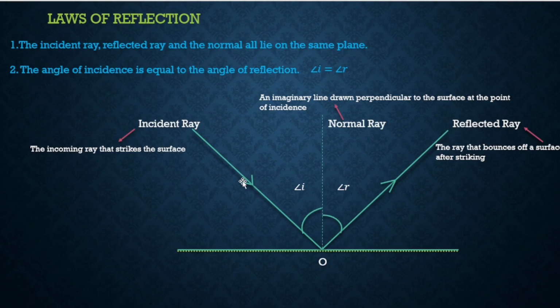What does our first law say? The incident ray, the reflected ray, and the normal all lie on the same plane. सारे ray एक ही plane में lie करते हैं. Second law: the angle of incidence is equal to the angle of reflection.